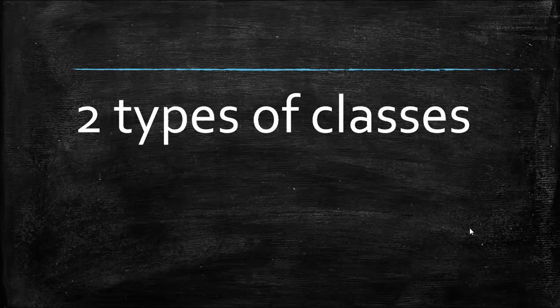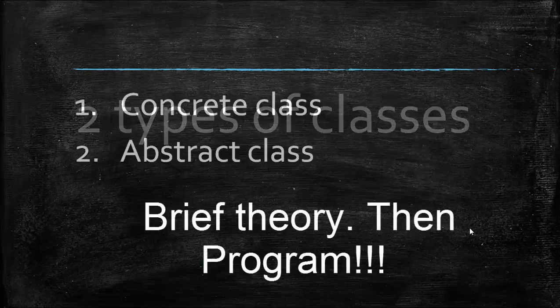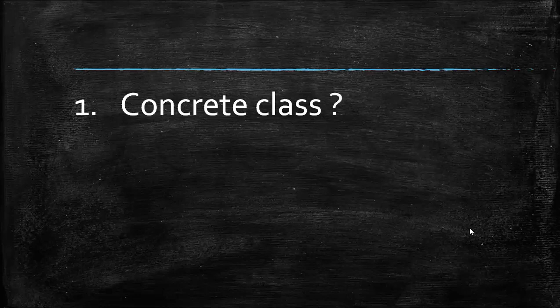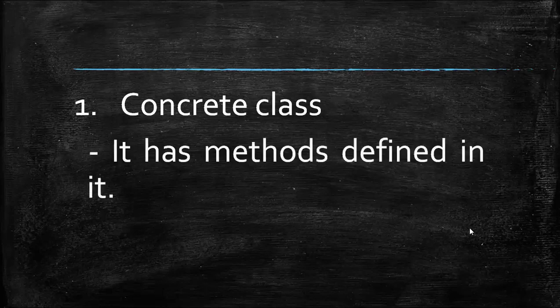There are two kinds of classes in Java, and those are concrete class and abstract class. So let's first understand what is concrete class. A concrete class is a class which has methods defined in it. The normal classes which we have made till now in Java, a class has data and methods. Those classes are known as concrete class. We are going to write a program to understand this.